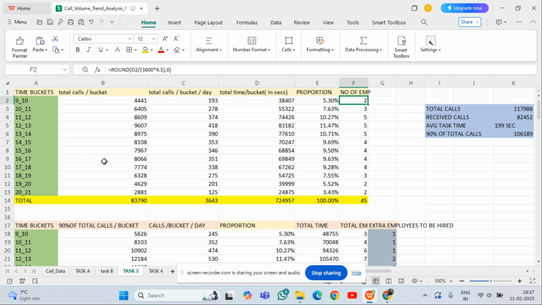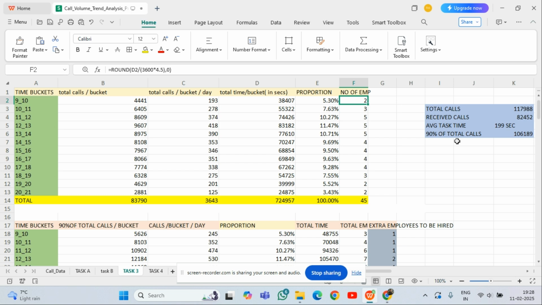So this is the analysis for when the number of received calls is 70% of the total calls. These are the total calls, and received calls are this. So how many employees do we need for each time bucket? The total employees will be 45. But when will we need 45 employees? When the answered calls are 70% of the total calls.